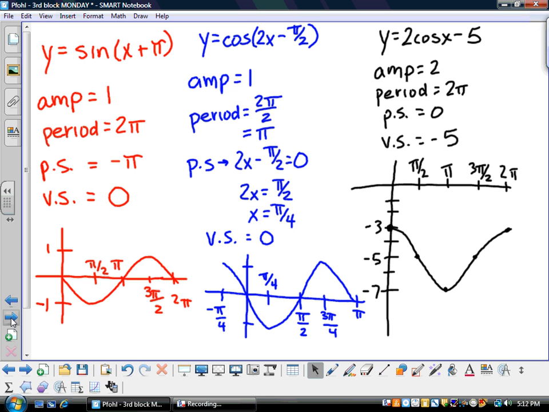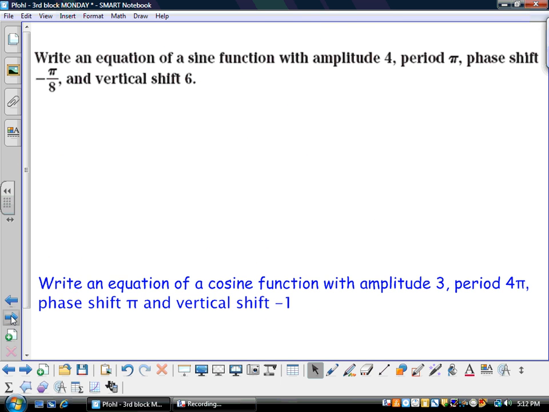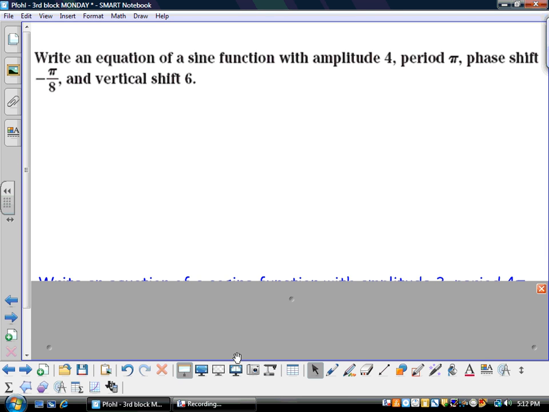That's all there is for graphs in this section, but there is the part where you take a description of a graph and write an equation based on the description. Let's do one together and then one on your own. Pause the video while you have a chance to write down this question. Write the equation of a sine function with amplitude 4, period pi, phase shift negative pi over 8, and vertical shift 6.